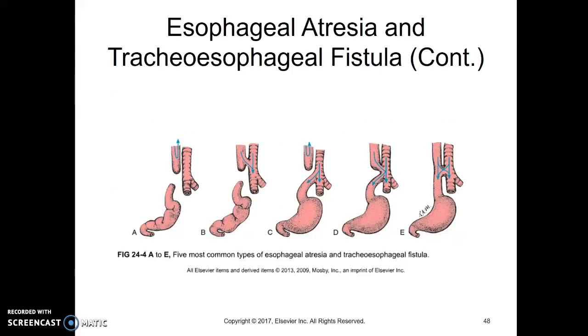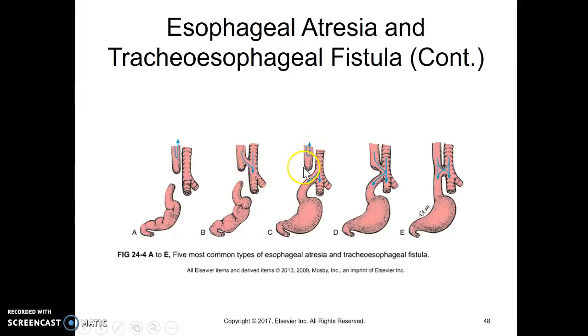Here the book has a picture of the different types. This one, it's not connected between the stomach and the esophagus. Here, there's no connection. There's this gap in the esophagus, and instead it connects into the trachea, right? And here's the bronchi down here.